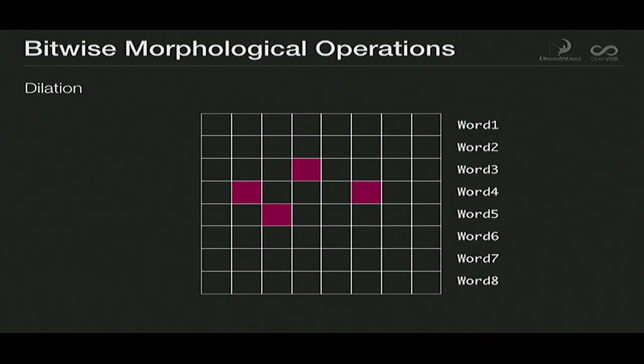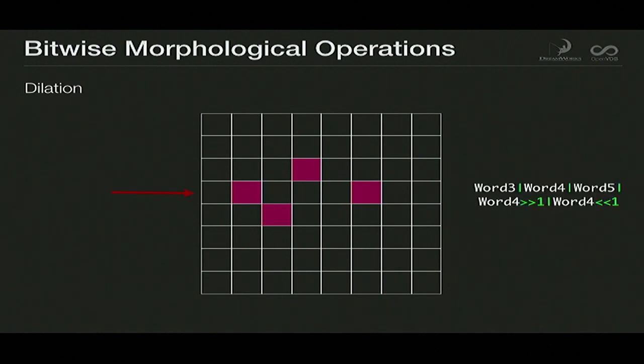But we can do much better than that. Because the bitmask, in this 2D example, is represented by a word. Each row, each column has a word associated with it. And it turns out to dilate this set, it translates to some very simple bit operations.